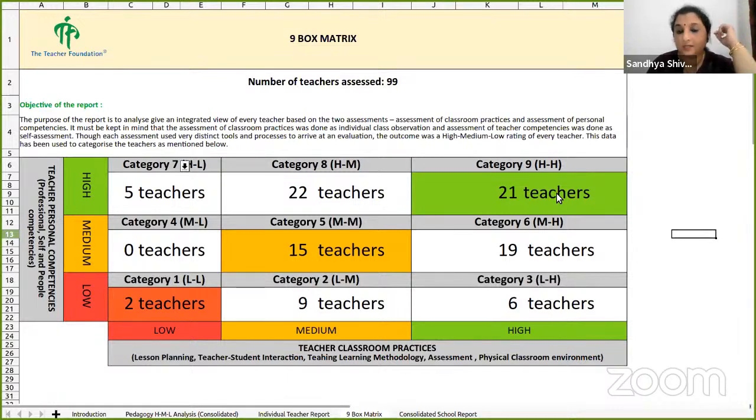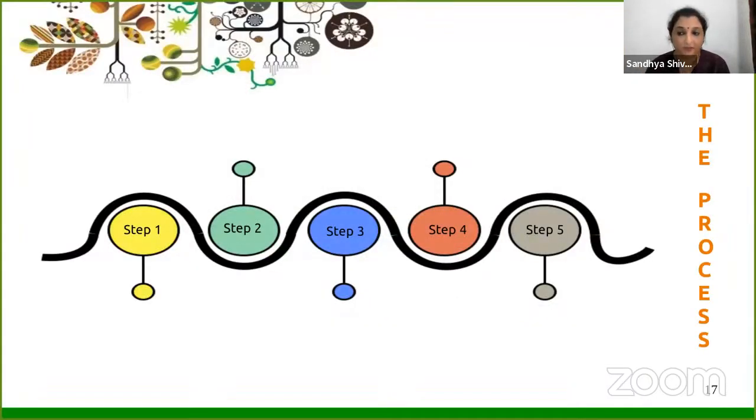There we saw that out of the 99 teachers that we assessed, 21 teachers were in the high category. That is, they were high both on personal competencies and on classroom practices. 15 teachers were medium in both, and 2 teachers were low in both. But in the last column, all of these teachers are high on classroom practices, but 19 of them are medium on personal competencies, and 6 are low. So this is how it gives the school an idea of where their teachers stand. Of course, if it is with a particular school, we would also give the names of the teachers who fall into every category.